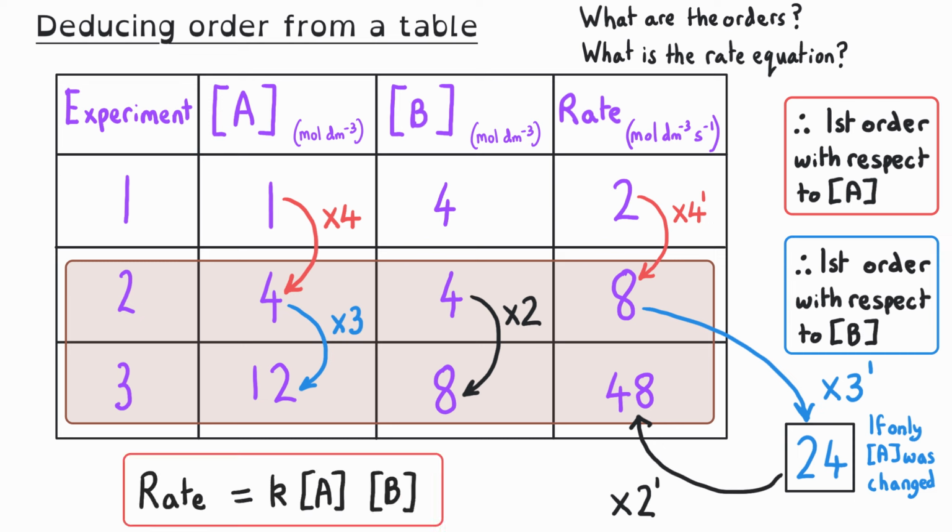And so the rate equation shows rate equals K multiplied by the concentration of A to the power 1 and multiplied by the concentration of B to the power 1, showing that the reaction is second order overall.